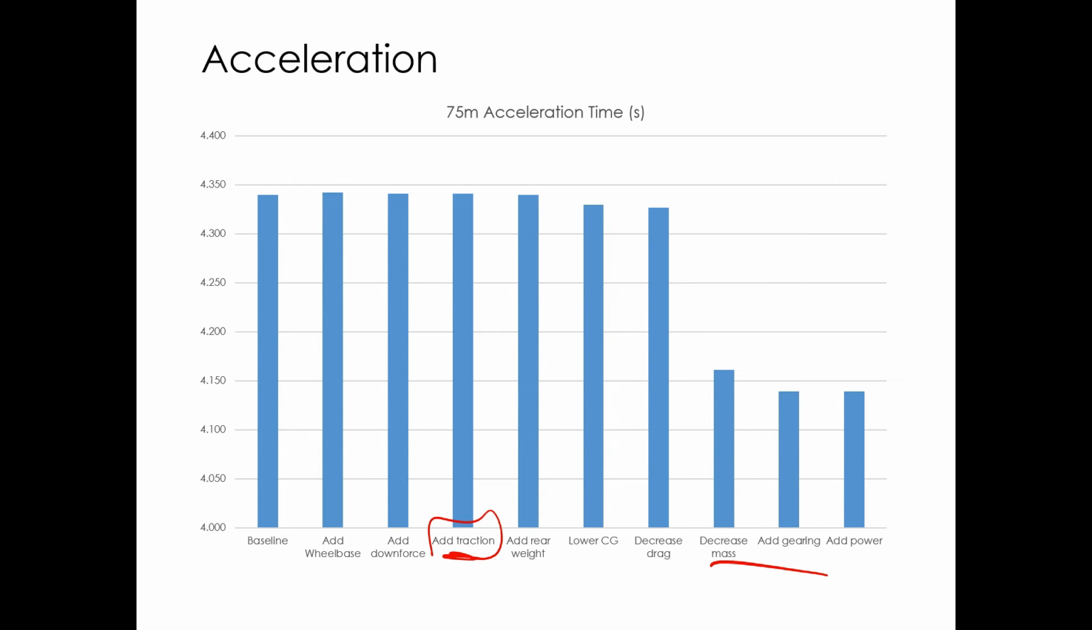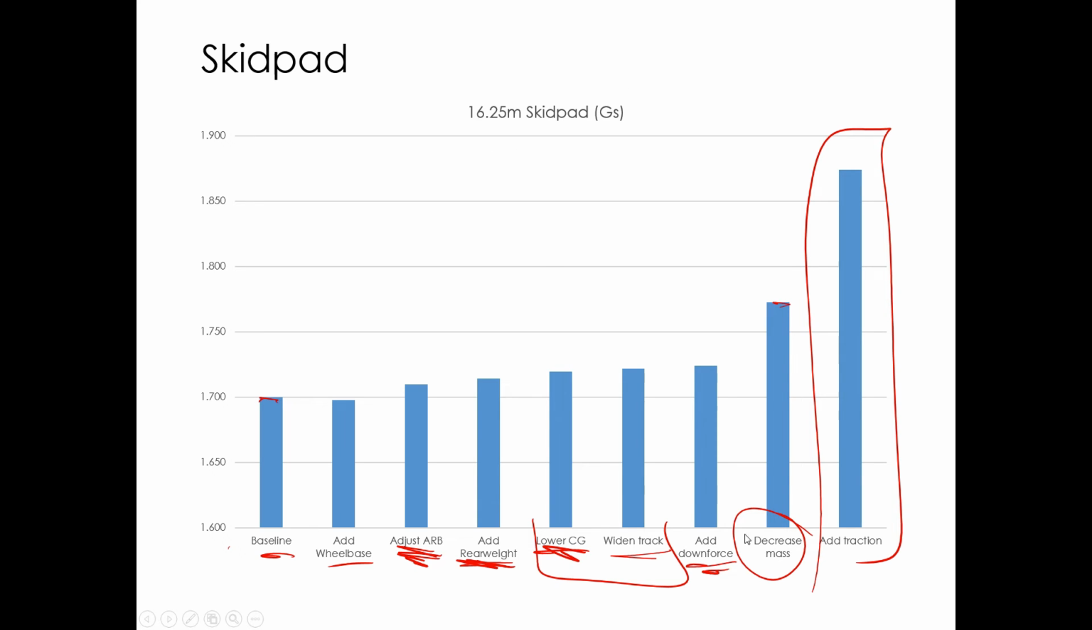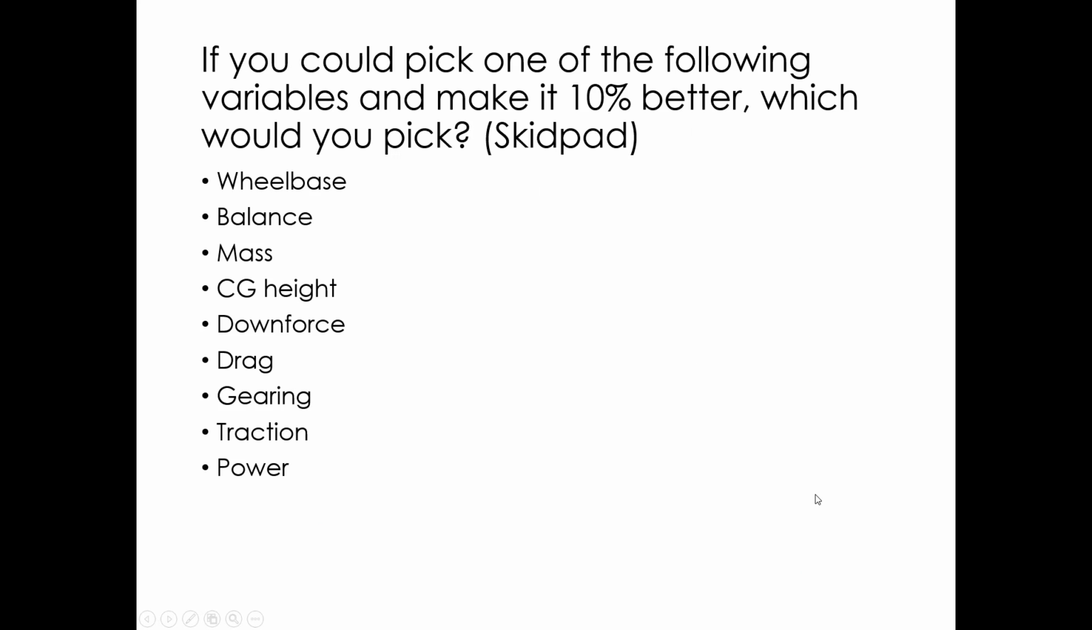Gearing matters too. That's a design decision. So for a straight line, obviously it doesn't affect turning very much, but getting the gearing right has a huge impact in a straight line. So the most common, the biggest, most impactful design parameter between these is mass in both cases. So weight's king.